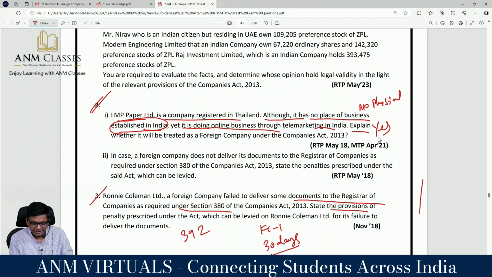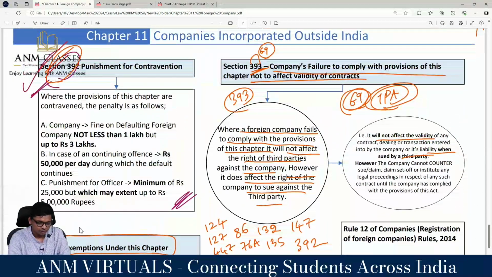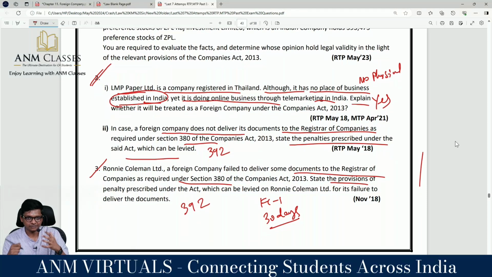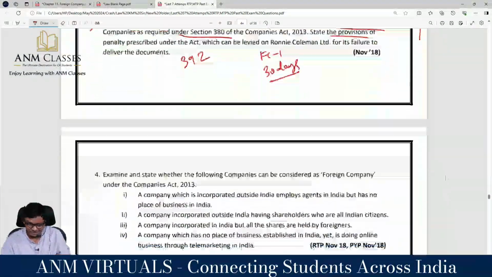That's it. Are you getting how the questions are coming, guys? Question 2. In case a foreign company does not deliver documents to the ROC under section 380, state the penalty prescribed under the Act which can be levied. Section 392. For everyone's satisfaction, this is 392, guys. Okay. Fine. Recording students mainly. Okay. Done. 2 questions are done. Easy, guys. Like this only. All these are final questions, guys. Now we are doing final questions, but now it's no more final, it's inter. Okay. Fine. I will come to the big question later. It's an easy one only.